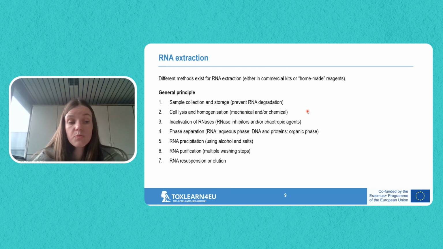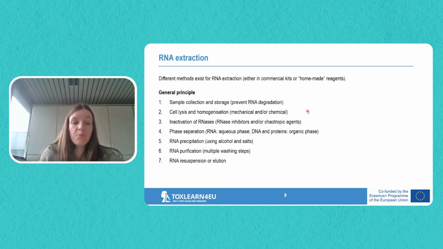In the cell lysis procedure, it's also very important to inactivate any RNases that are present. RNases are proteins which will degrade RNA, and this is, of course, something you want to avoid. Therefore, cell lysis buffers often contain RNase inhibitors or chaotropic agents. Chaotropic agents will disrupt the 3D structure of proteins. And of course, as RNases are also proteins, they will also be inhibited by this process.